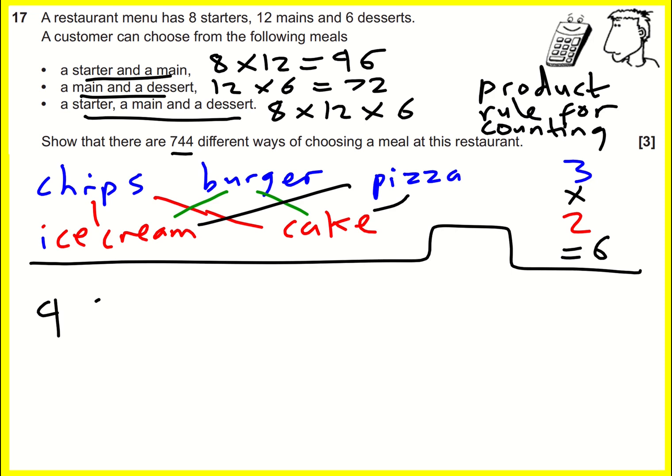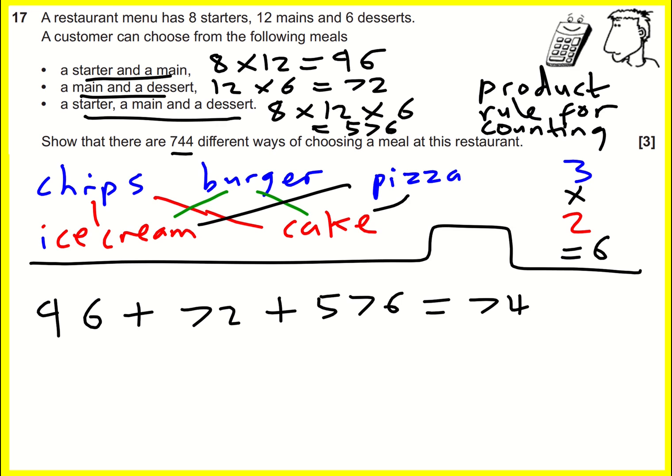I'm trying to find all the possible ways, so I'm just going to add them together. 96 plus 72. I should probably work out what that other one is. It's 576. So I add these together, and that gives me my required answer, 744.